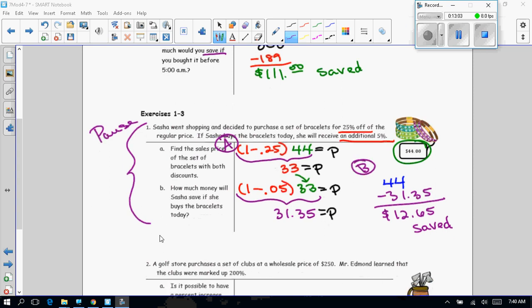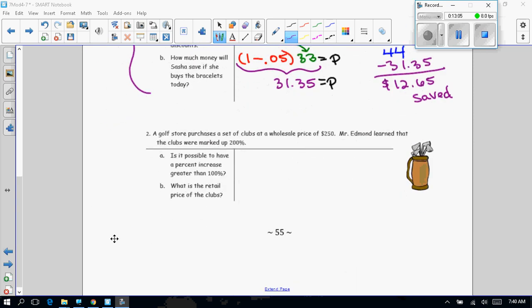Okay, so let's take a look at number 2. We're going to do this one together. A golf store purchases a set of clubs at a wholesale price. This is how much they're paying to have it brought to their store before it even gets on the floor of the store. Mr. Enman learned that the clubs were marked up by 200%.